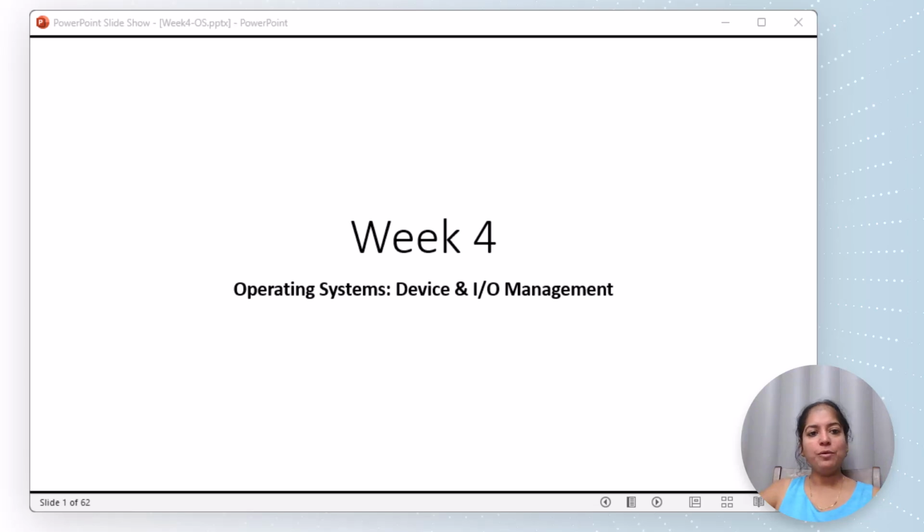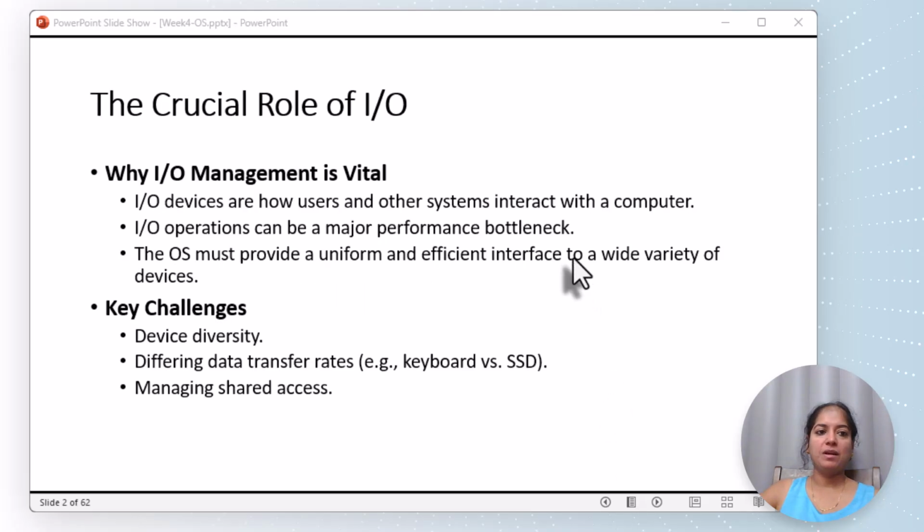Welcome to week 4, in which we will discuss device and input output management in operating systems. Input output devices are the only way users and external systems interact with the system. Without input output, your computer is just a processor and memory.